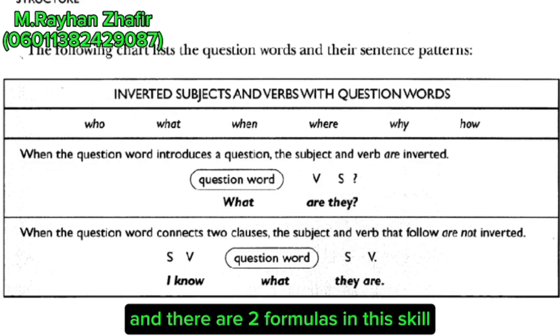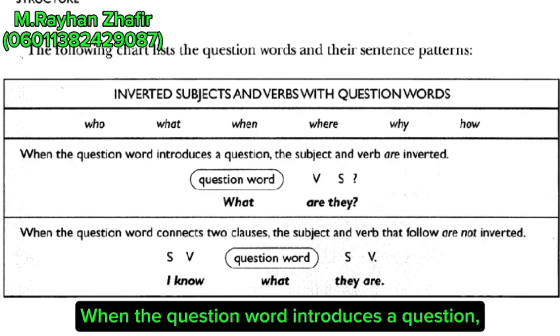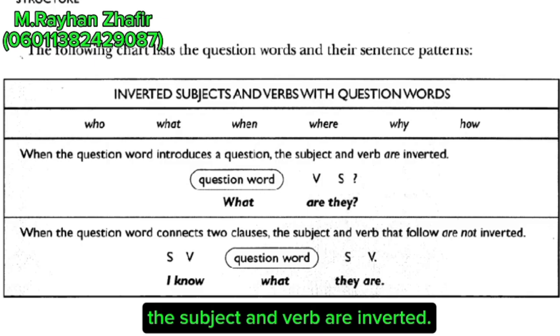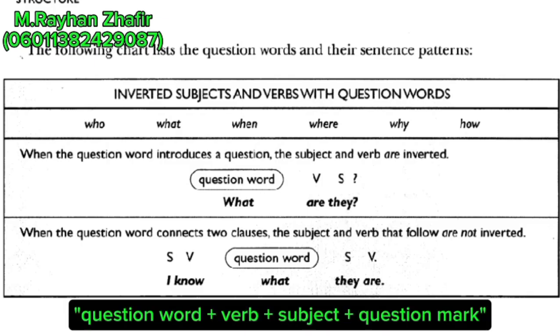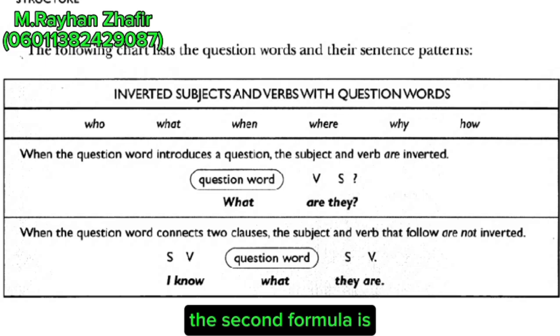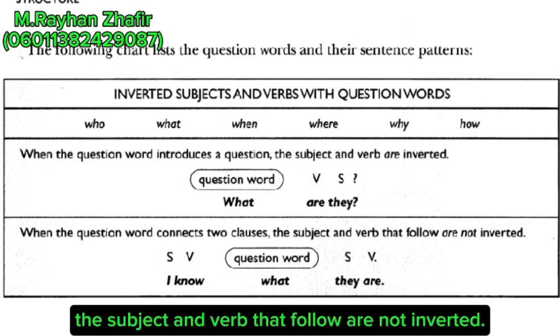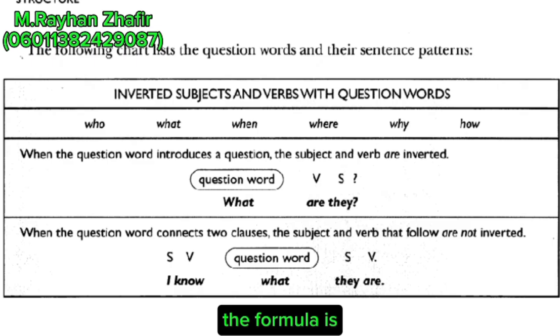And there are two formulas in this skill. The first formula: when the question word introduces a question, the subject and verb are inverted. The formula is question word plus verb plus subject plus question mark. The example is, what are they? The second formula: when the question word connects two clauses, the subject and verb that follow are not inverted. The formula is subject plus verb plus question word plus subject plus verb. The example is, I know what they are.